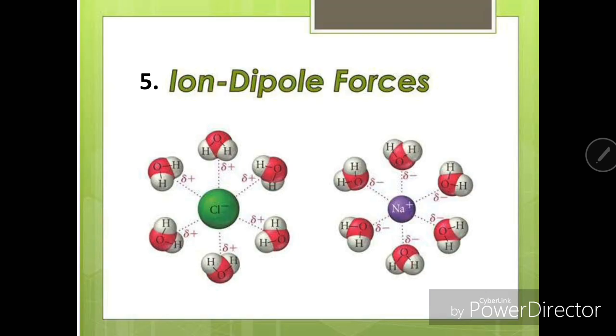Now another kind of intermolecular force is ion-dipole interaction or ion-dipole forces. As the name indicates, here one of the species is an ion, maybe cation, maybe anion, and the other is a polar species. In the first diagram I have shown a negatively charged ion interacting with the polar species, and in the second, a cationic species is interacting with the polar species.